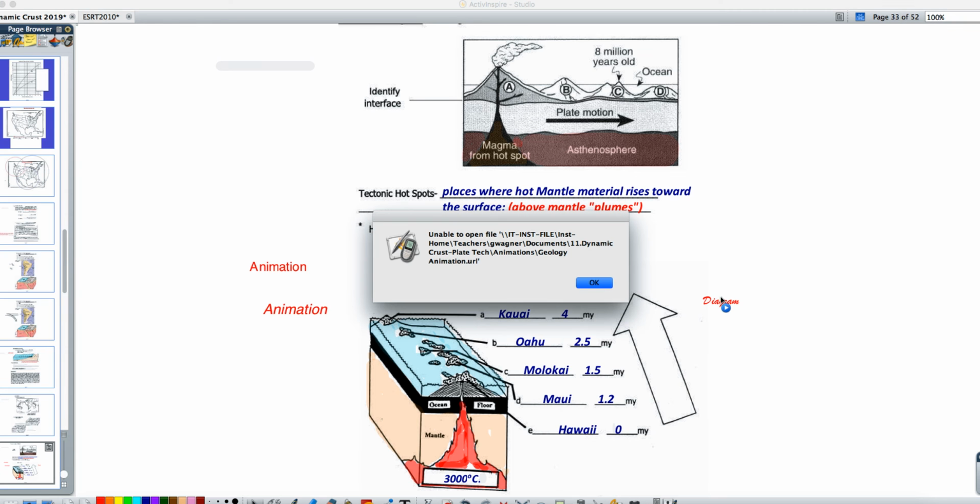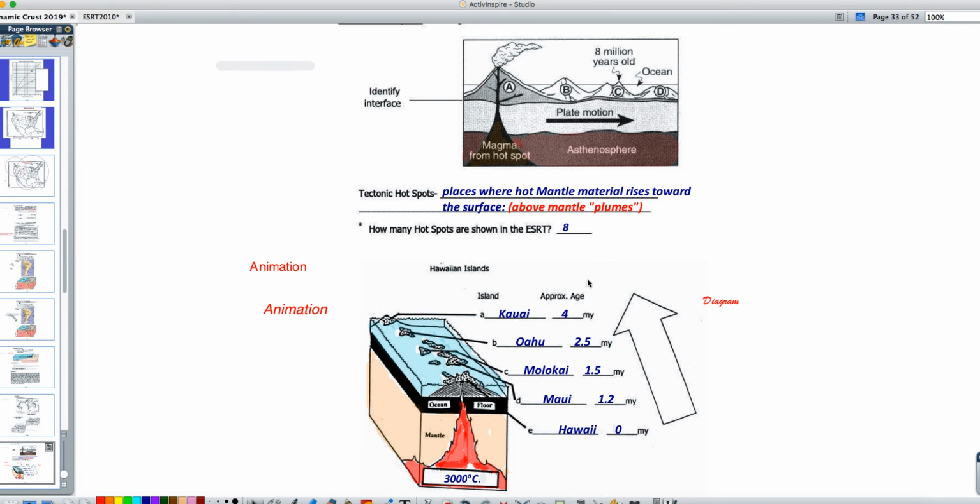I hope this is making some sense. All right, in here is where you would indicate the plate movement, the direction of the plate movement.